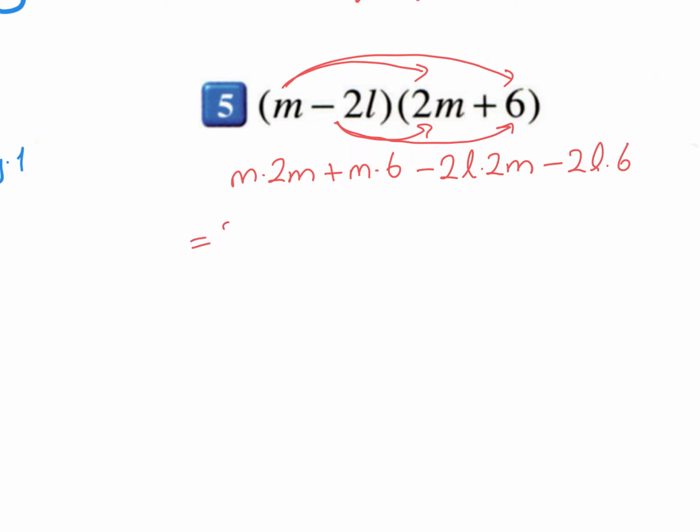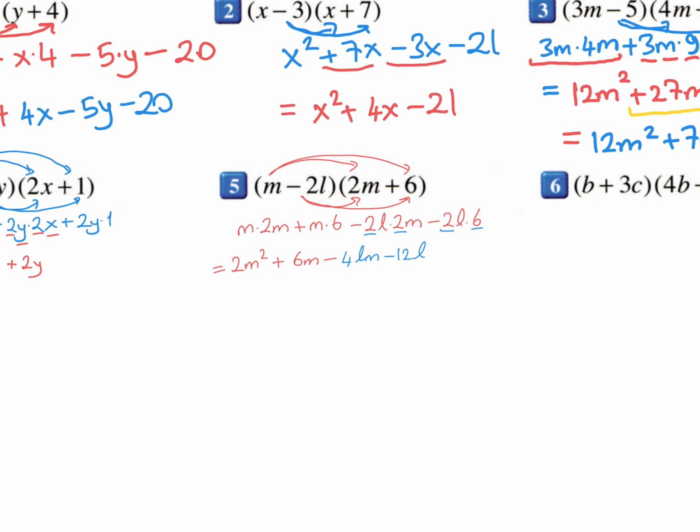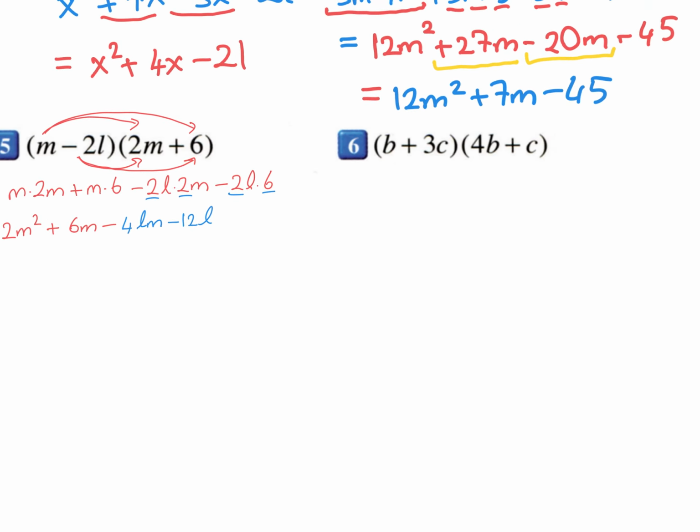If I simplify them, 2m square will be that one, plus m times 6, 6m, and minus, be careful, 2 times 2 will be 4lm, and minus 2 times 6, 12l will be that one. And as you see, again, they are all in simplest form. There isn't any like term. Let's see the last one here.